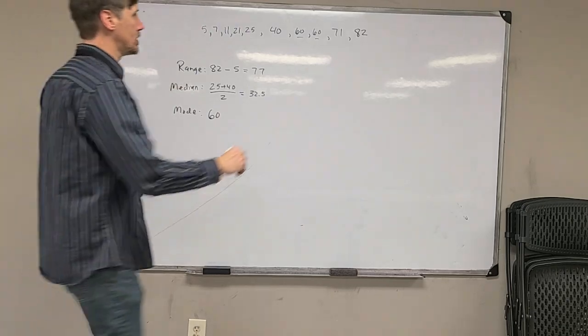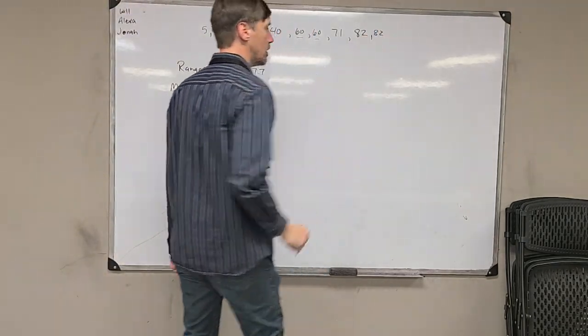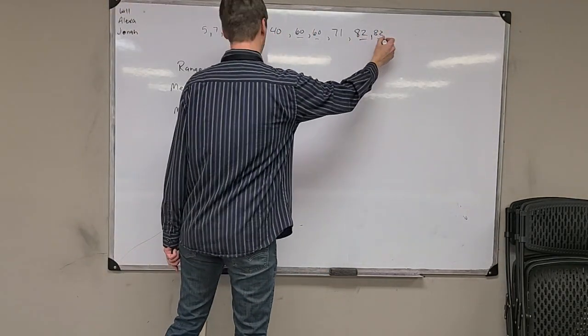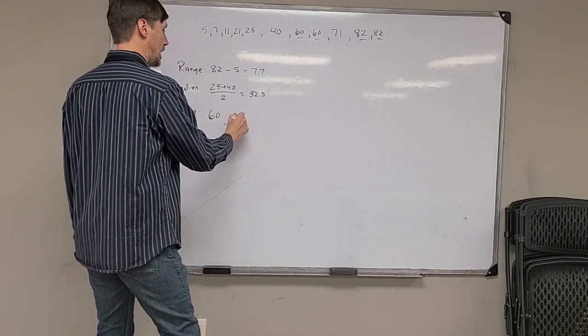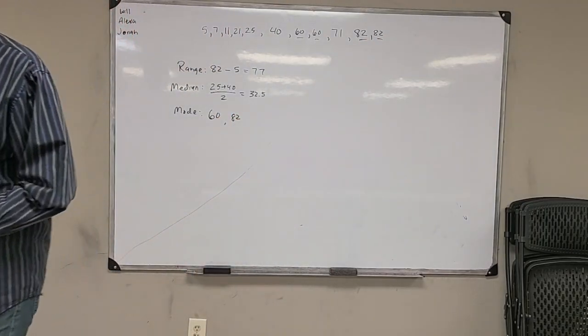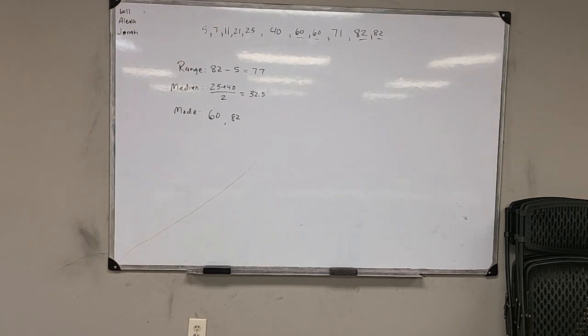Now, let's say I had another 82 out here, then I've got 2 of those as well. So my mode would be both 60 and 82. What if there was no mode? Would you just put no mode? If they were all one, yeah, you would say either none or say they all are. I would accept either of those.